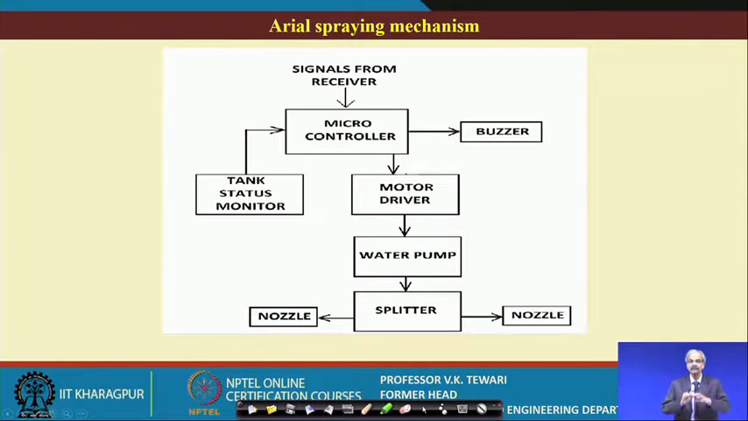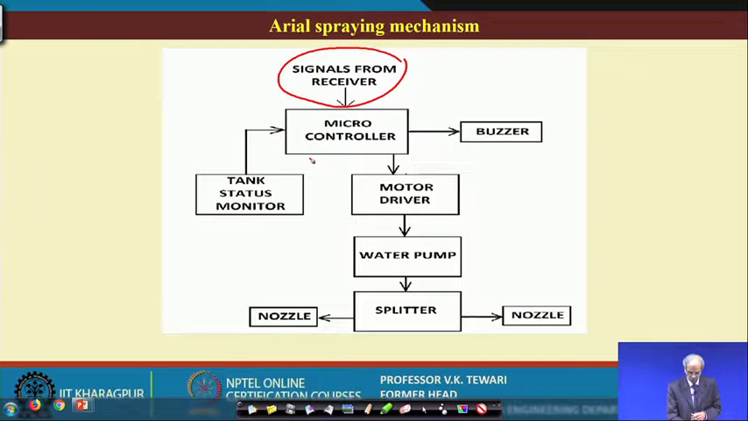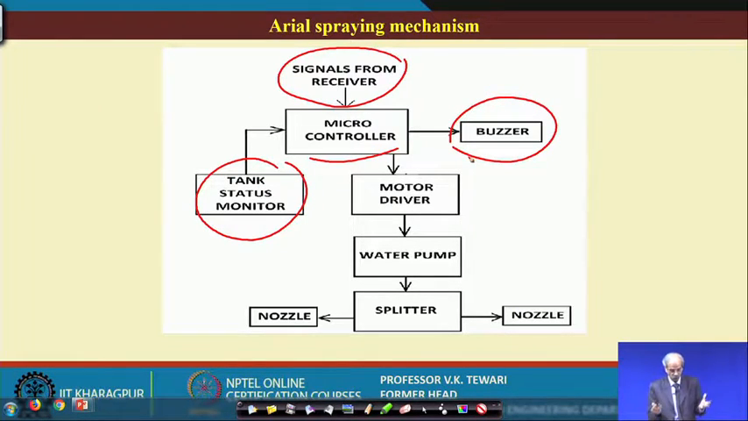Aerial spraying mechanism. What is this aerial spraying mechanism? Well, the same thing has been put slightly in another way. See the microcontroller, see the signals from the receiver, then the tank status monitoring, and then there will be a buzzer, depending upon what you want to identify through this buzzer, whether you want to say that the chemical is not there or you want to give some instruction. Then the motor driver will try to drive the pump, because this in fact gives the power to the water pump to operate.